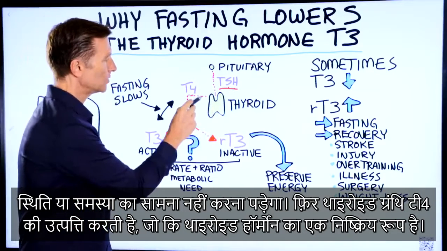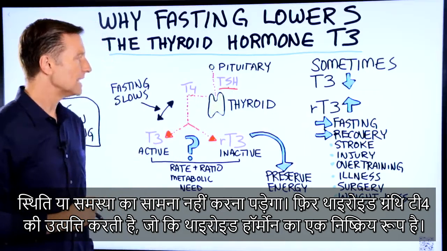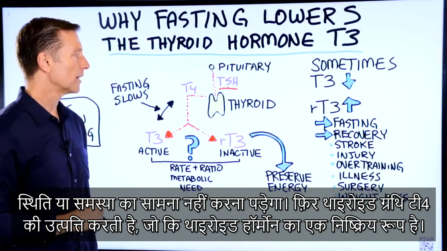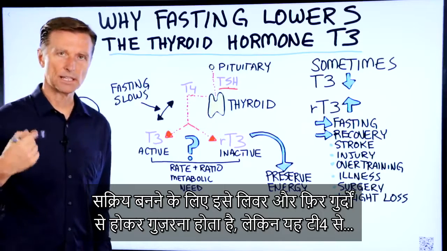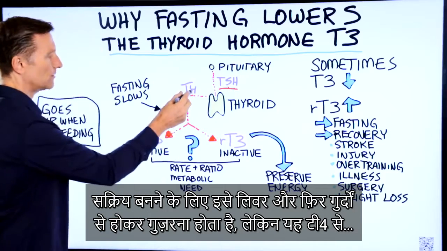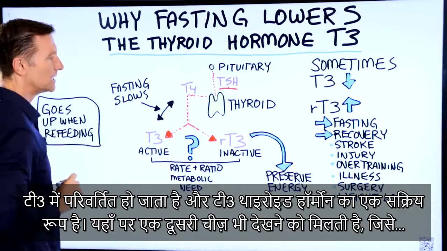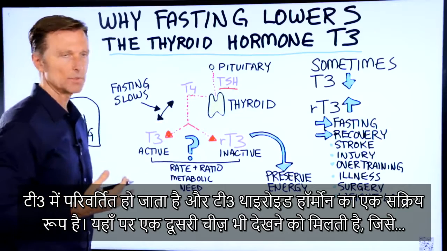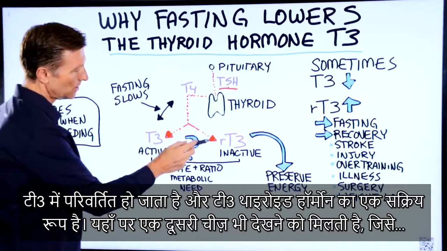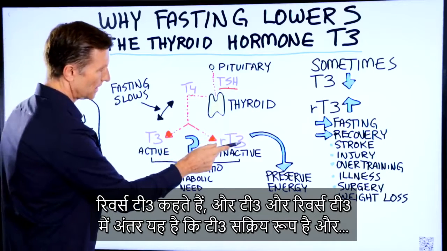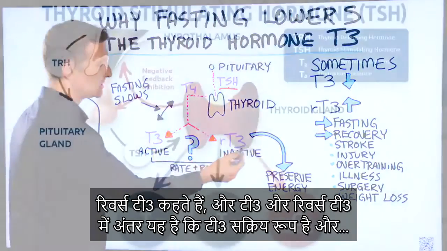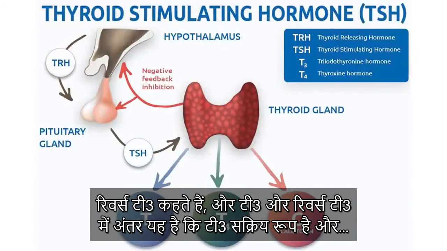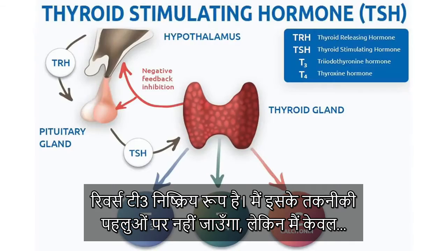Then the thyroid releases T4, which is the inactive form of the thyroid hormone. To become activated, it has to work through the liver into the kidney, but it converts from T4 to T3, and T3 is the active form of the thyroid hormone. But there's something else over here called reverse T3. And the difference between T3 and reverse T3 is that T3 is active and reverse T3 is an inactive version.